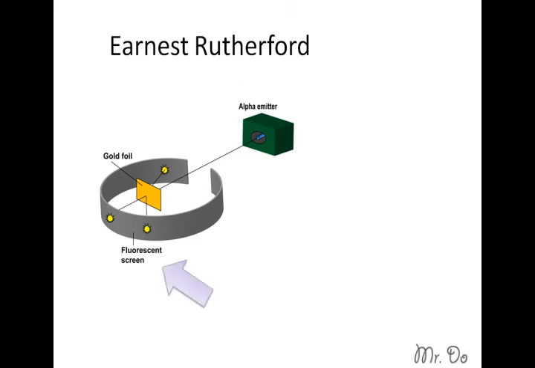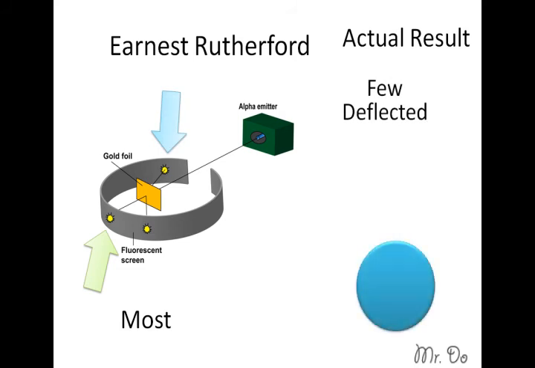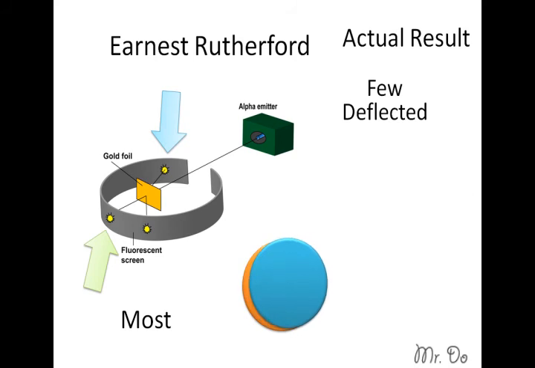Well, you can't see the atom, so he used a fluorescent screen to detect the particles as they bounced off. The actual result? Well, most of it went through, and that's what was expected. However, surprisingly, a few of them were deflected. So the atom, when it was shot towards the other atom, it actually deflected.